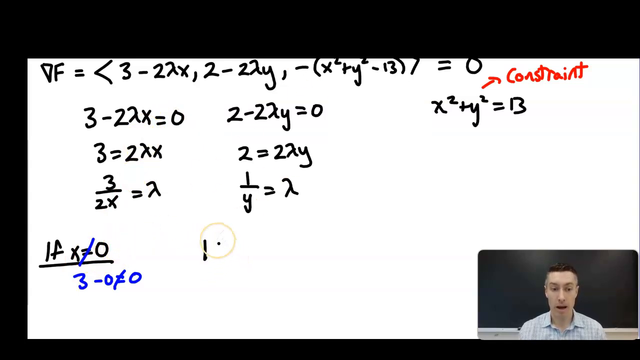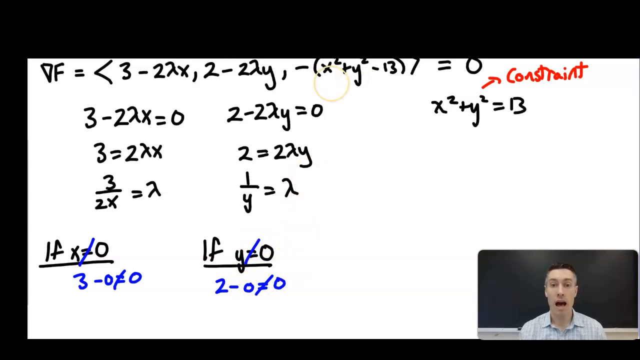Then we have to run through the possibility if y equals 0. So again, all three equations would have to be equal to 0. So if y equals 0, let's just start here. If y was 0, we'd have 2 minus 0 equals 0. Not true, so y can't be 0.